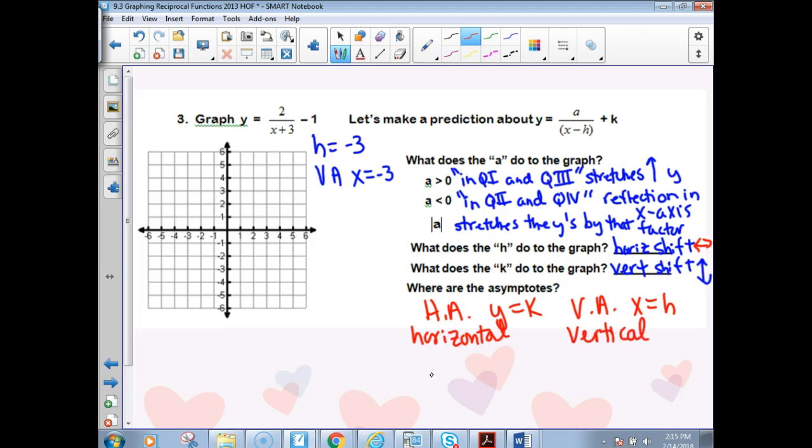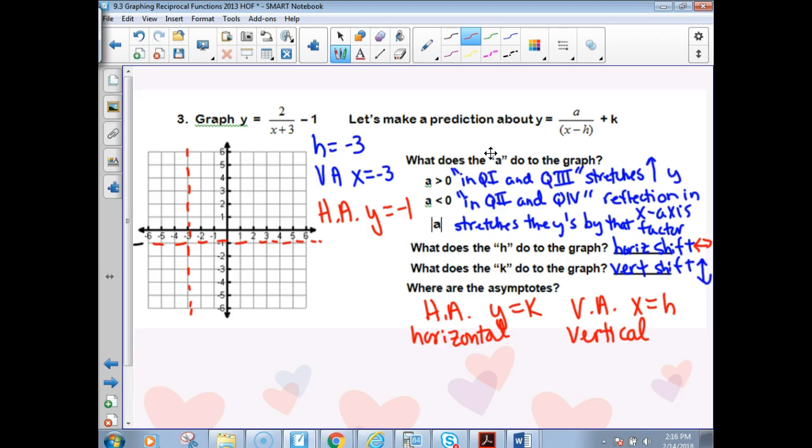All right, let's get this graph. Let's talk about those asymptotes again. The -3 is your x or vertical asymptote. So I'm going to dash it. Oops, I just stuck that in the wrong place. It's -3. Okay, and then the k value tells me I have a horizontal asymptote at y equals -1. So I'll dash that in.